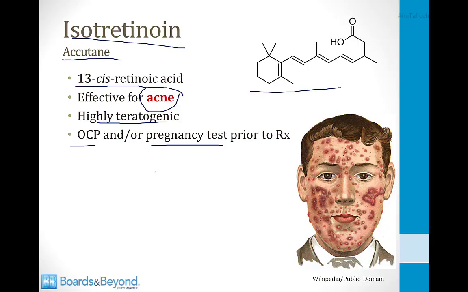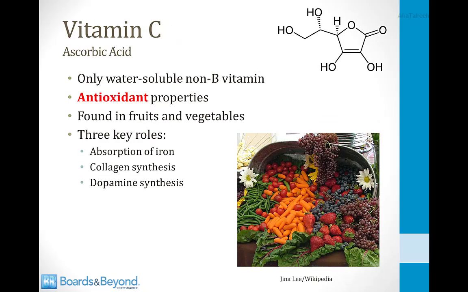Our next non-B vitamin is vitamin C, which is also called ascorbic acid. This is the only water-soluble vitamin among the non-B vitamins. This is the structure of vitamin C on the screen. You can see it has lots of oxygen molecules, and these will make it soluble in water, and that's different from the other fat-soluble non-B vitamins.